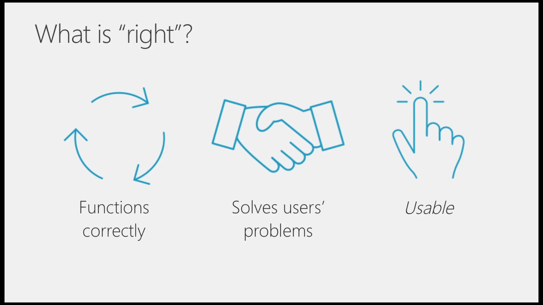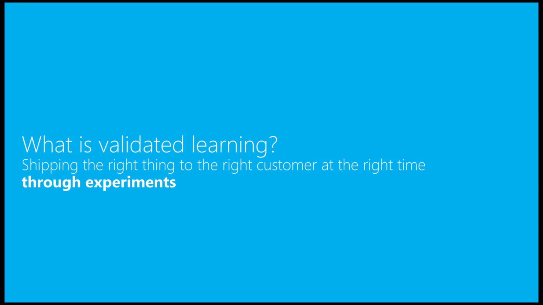Finally, if we've built something that's high quality and functions correctly, and it actually solves a real user problem, in order to be right, it also has to be usable. That is, it has to be discoverable in the UX. It has to respond in reasonable time frames. It should be intuitive and not require specialized training to understand. Each of these attributes is ultimately necessary to feel like we're shipping the right thing to the right customer at the right time.